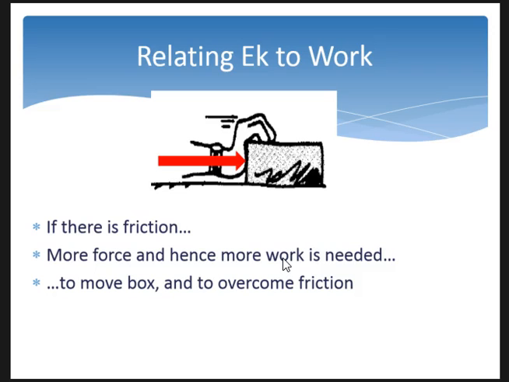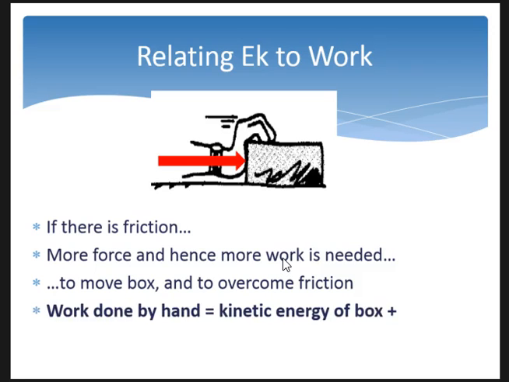So, in order to move the box and to overcome friction, the amount of work done by the hand now will be equal to the kinetic energy of the box plus the amount of work needed to overcome friction. Let us assume that the amount of work done by the hand has increased. In the previous slide, the work done was 3 joules; right now, when friction is present, the amount of work done is more. Let us assume that the work done by the hand is now 5 joules. The box which is moving will possess kinetic energy, and let's say the kinetic energy of the box is 3 joules. Therefore, the extra 2 joules is used to overcome friction.